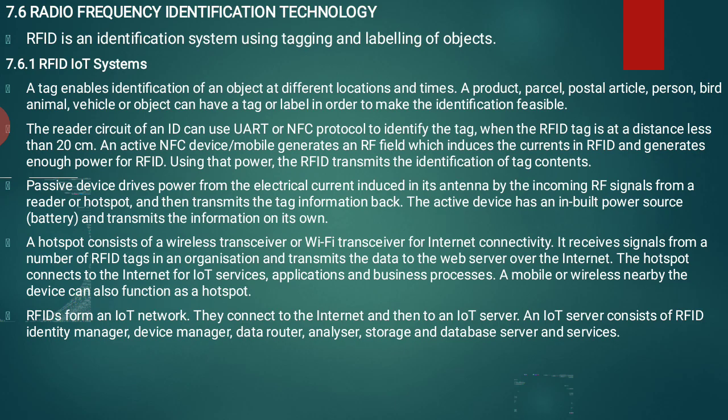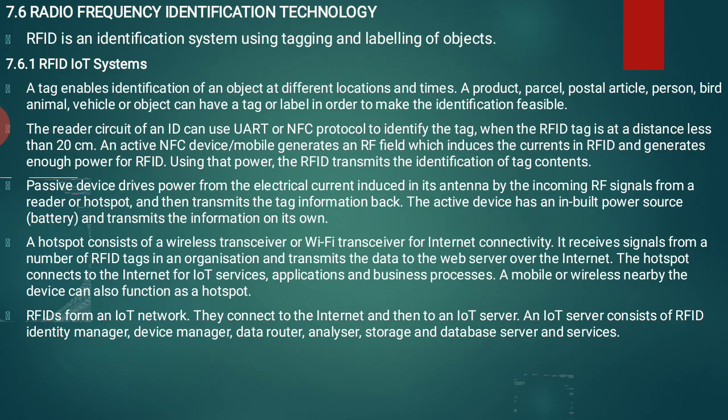A tag enables identification of an object at different locations and times. By using this tag, we are able to identify the object at different locations and times. For example, a product, a parcel, a postal article, a person, bird, animal, vehicle or object can have a tag. These are treated as objects, and these objects have a tag or a label in order to make identification feasible. So for identification, we are tagging or labeling them for our convenience.